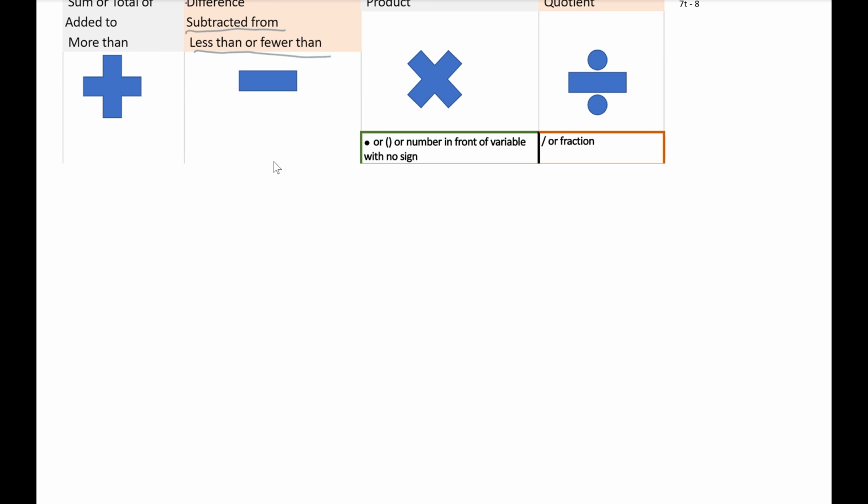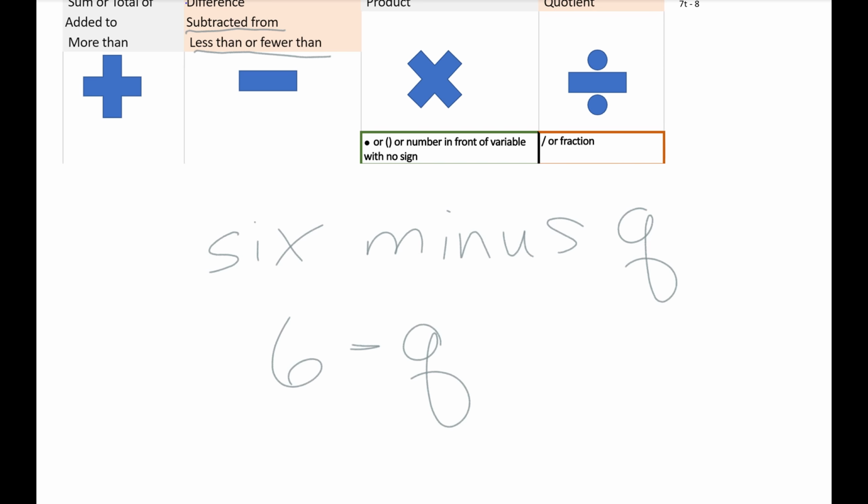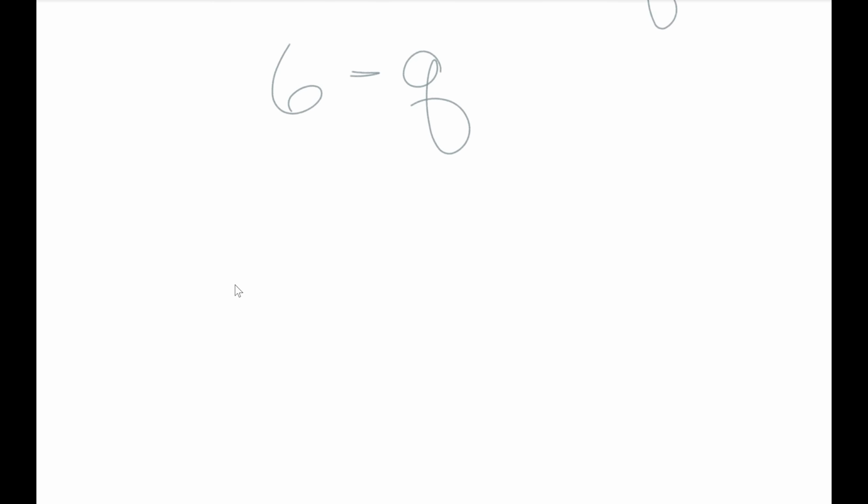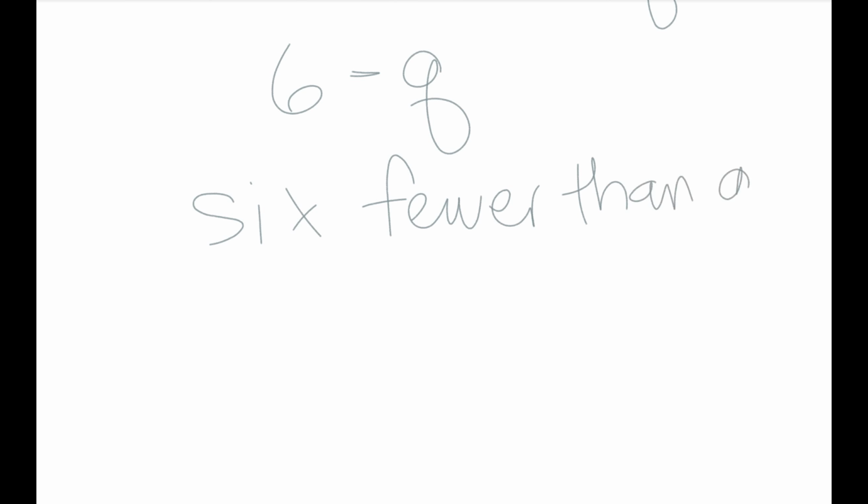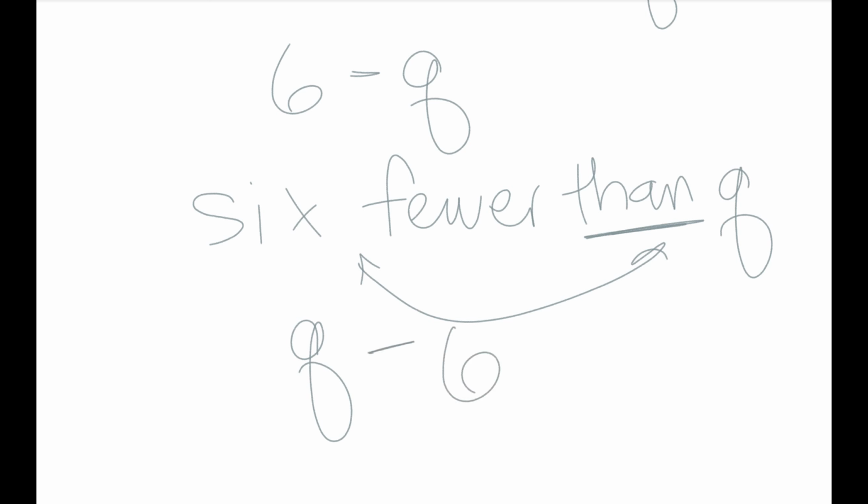Let me show you an example. If I just say 6 minus q, then what I have is 6, the minus sign, and q. That's 6 minus q. But if I have 6 fewer than q, that word than is a hint that you need to switch the order of q and 6. I'm starting with q and I'm subtracting 6 from it.